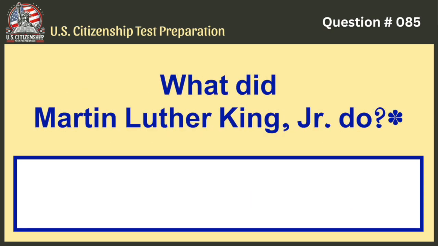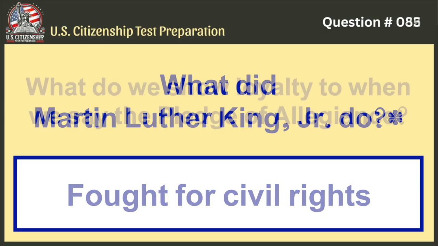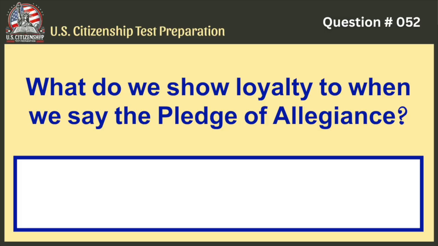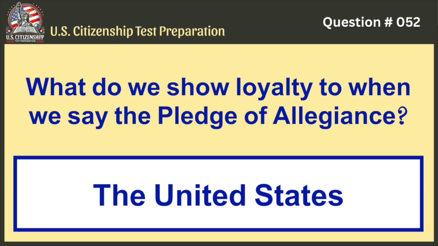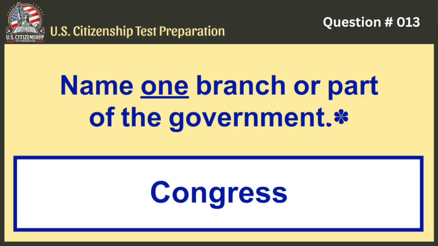What did Martin Luther King Jr. do? Fought for civil rights. What do we show loyalty to when we say the Pledge of Allegiance? The United States. Name one branch or part of the government. Congress.